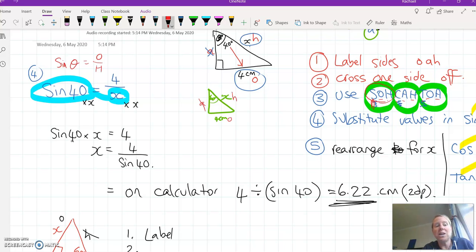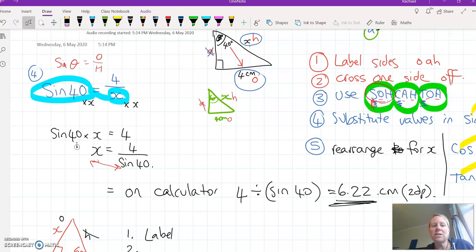What you're actually just doing is swapping the x and the sine 40 around. You're just swapping their positions, because it was originally sine 40 and x, so you swap them over. On your calculator, you can now do 4 divided by sine 40. Literally type it in, 4 divided by sine 40, and that'll give you 6.22.